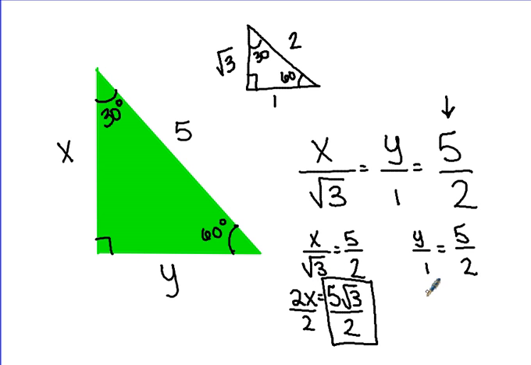Here I can cross multiply 2 times y, gives me 2y. 1 times 5 is 5. And to solve for y, we divide by 2. So y is equal to 5 halves. All right, these solutions can remain as improper fractions, that is fine.